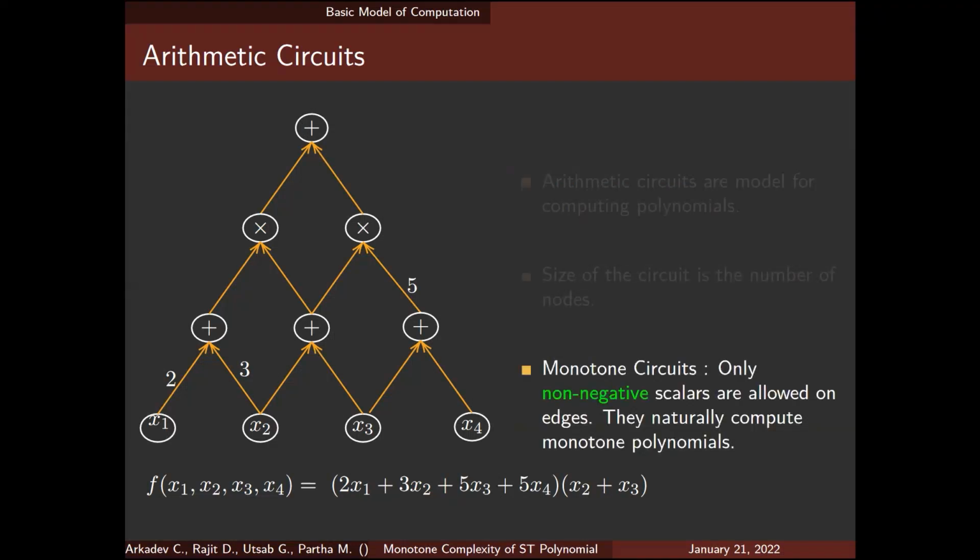A polynomial is called monotone if every coefficient appearing in this polynomial is non-negative. A circuit is called monotone if all the edge labels scalar values are non-negative. A monotone circuit naturally computes a monotone polynomial. Here is an example of monotone circuit which is computing this monotone polynomial.